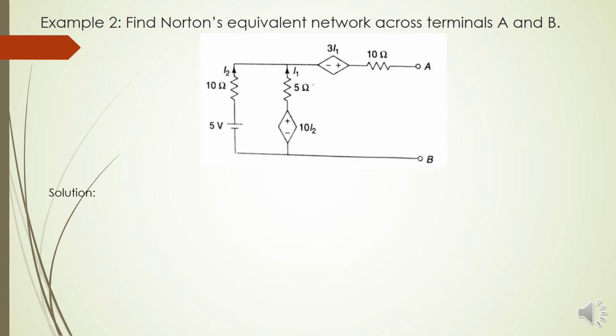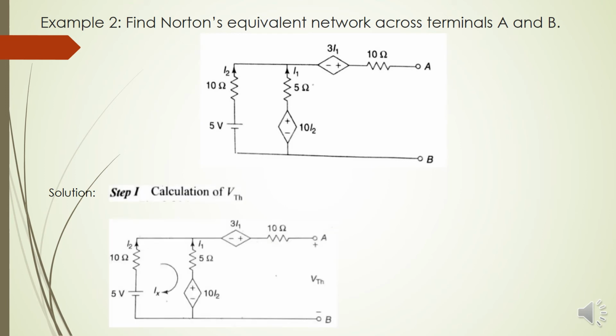Let's see another example. Again, for these terminals A and B, for calculation of VTH, mark the location of VTH. Again, identify the mesh. Now in this case, I2 is equal to Ix and I1 is minus Ix.